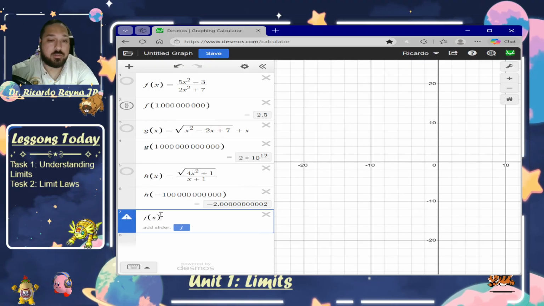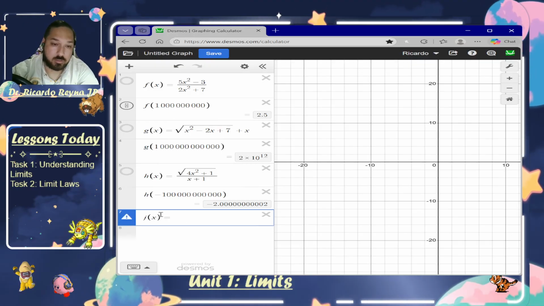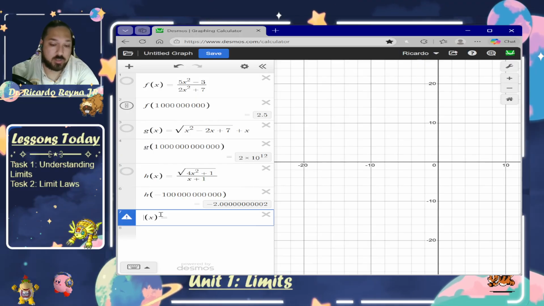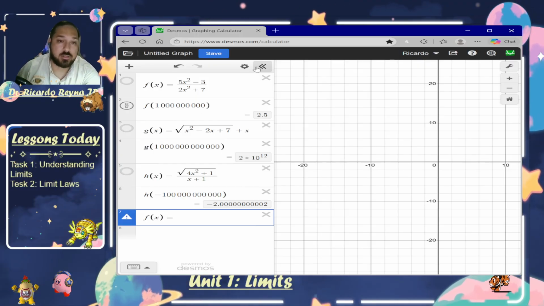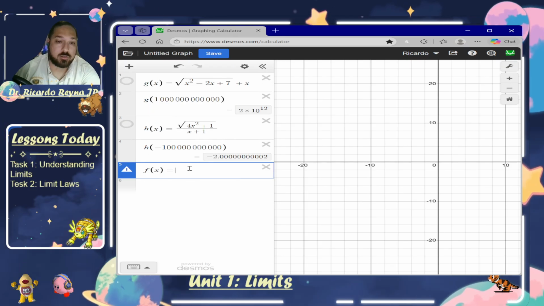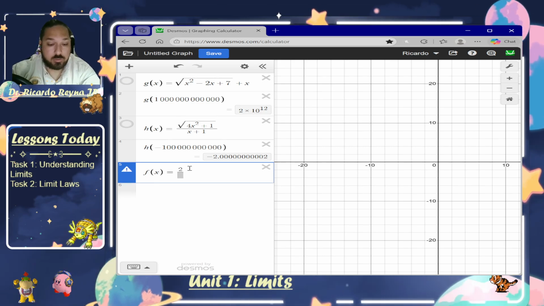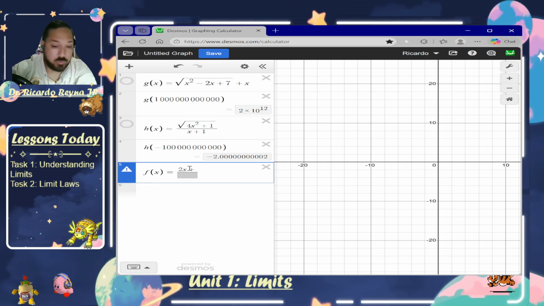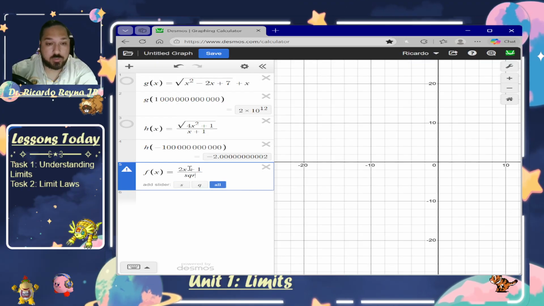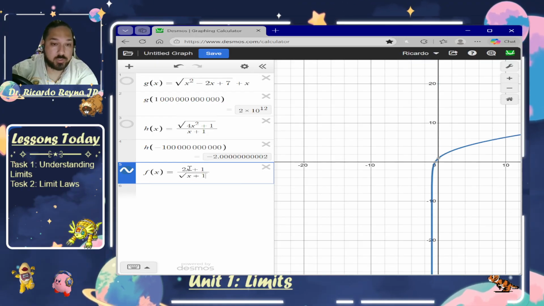Let's do j of x, just to be quirky. Or I don't think it's gonna let me do j. Okay, let's just do our f of x and then delete this f of x. Okay, we have 2x plus 1 over the square root of x plus 1.